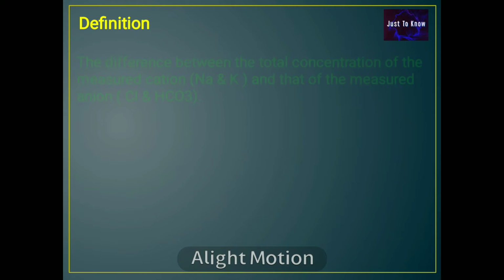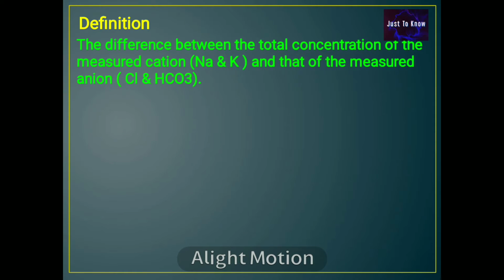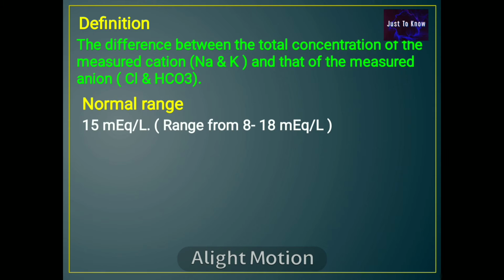Definition. The difference between the total concentration of the measured cation, the sodium and potassium, and that of the measured anion, the chloride and bicarbonate, constitutes the anion gap. In simple terms, the unmeasured anion constitutes the anion gap. Normal range is 15 milliequivalents per liter, or it ranges from 8 to 18 milliequivalents per liter.